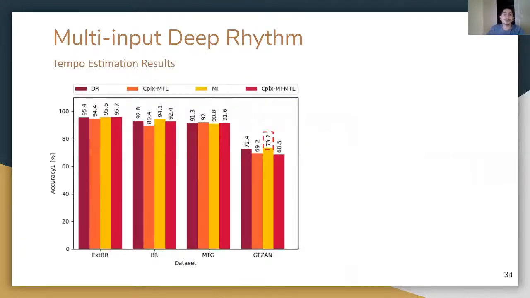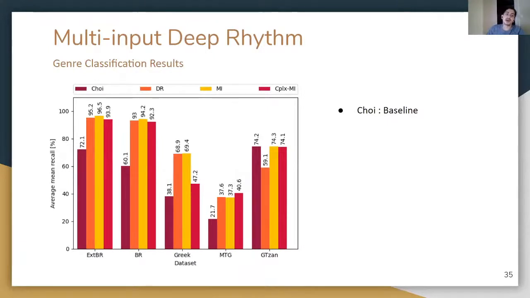We first present the results for tempo estimation in terms of accuracy 1. As for the previous evaluation, the multitask methods are applied to the learning of both tasks, and for the others, we use a tenfold cross-validation protocol. We can observe that the multi-input method performs better for the ballroom and the GTzan datasets, while the multi-input multitask learning performs better for the extended ballroom dataset. Genre classification results are more significant since the multi-input method and its complex version perform better for all datasets.